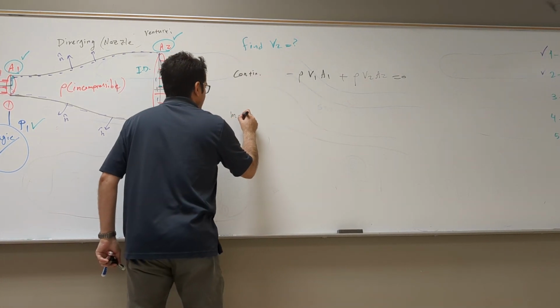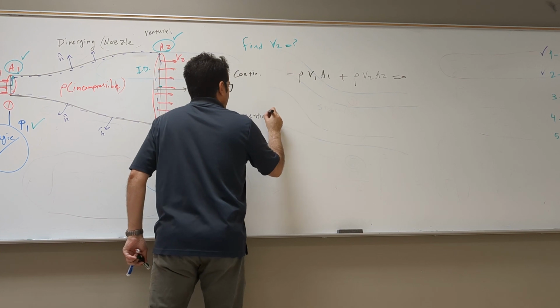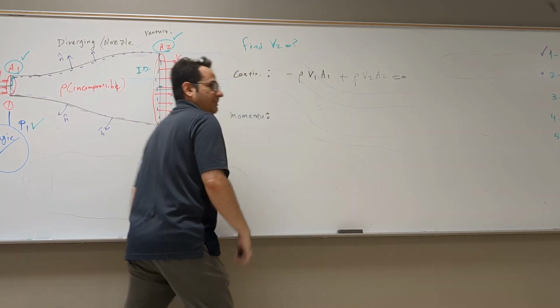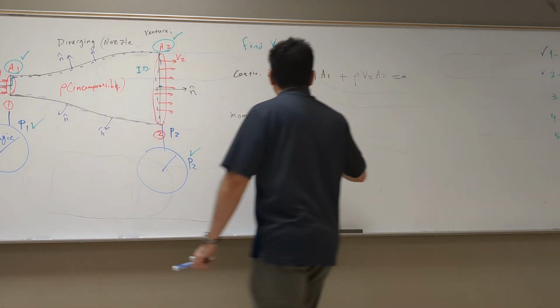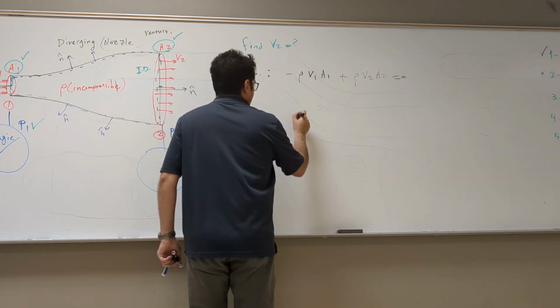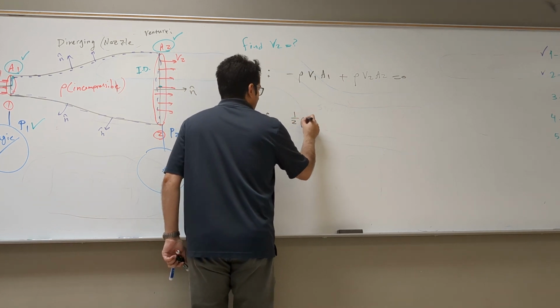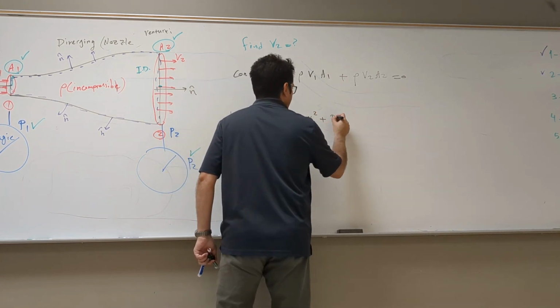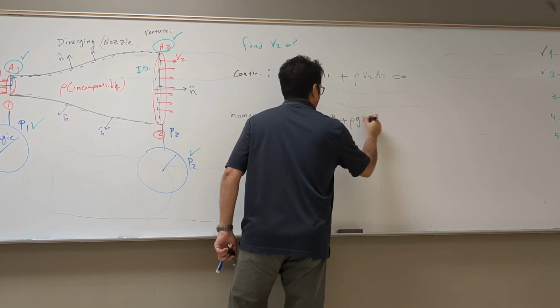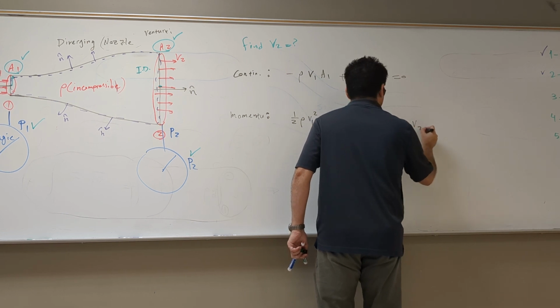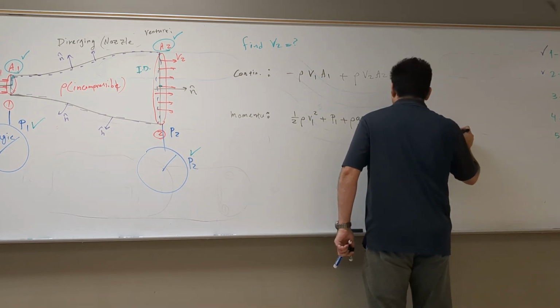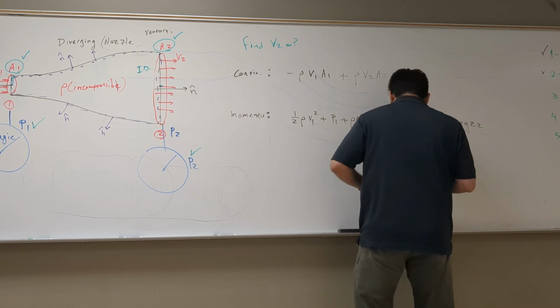What about momentum? I recommend that when you go home you do that, or this. But look, I got this one for momentum. They're just the same. So I just write it from here. 1/2 rho v1 squared plus p1 plus rho g z1 is equal to 1/2 rho v2 squared plus p2 plus rho g z2.